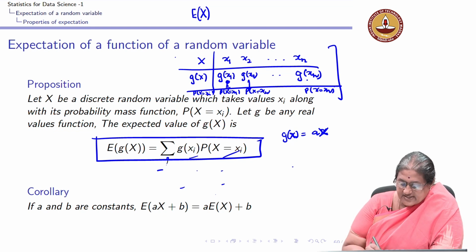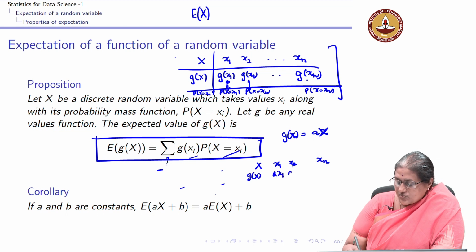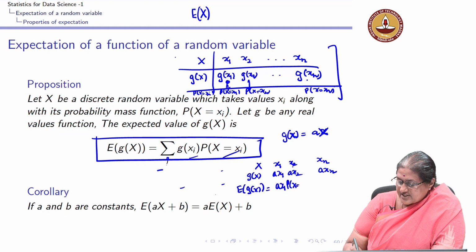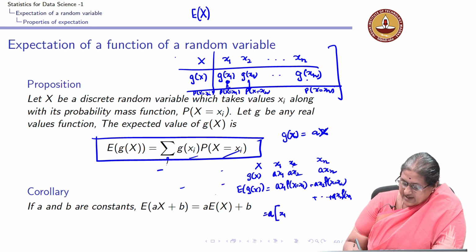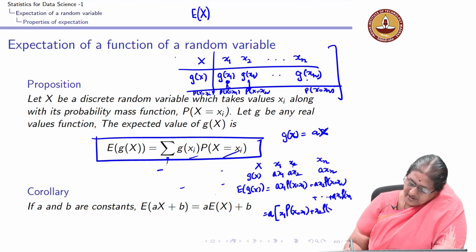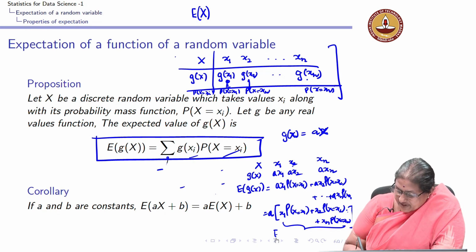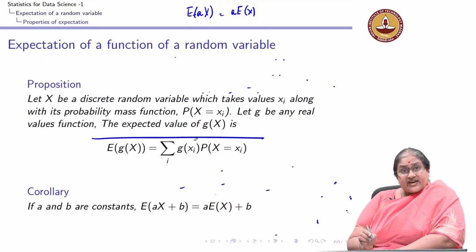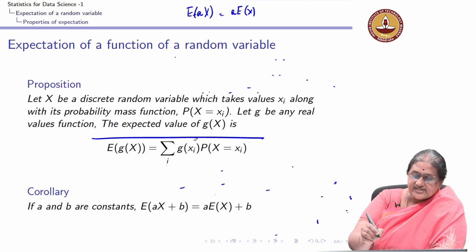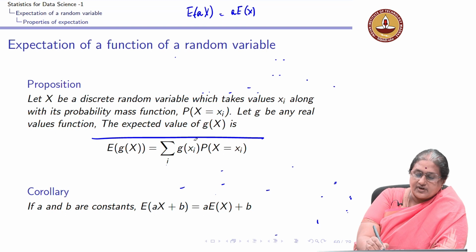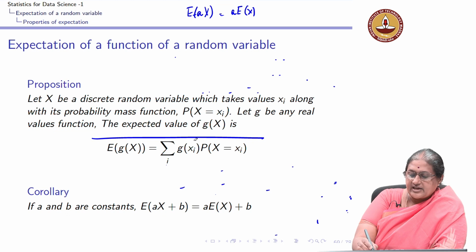Okay, g of x is a constant times x. Then let x again take the values x1, x2, up to xn. g of x is going to be ax1, ax2, up to axn. The expectation of g of x is going to be ax1 into probability x equal to x1, plus ax2 into probability x equal to x2, and so forth up to axn into probability x equal to xn. I can remove a outside. I get x1 probability x equal to x1, plus x2 probability x equal to x2, and so forth, plus xn probability x equal to xn. We can recognize that the term inside the bracket is the expectation of x. Hence, I can write that the expectation of a constant times x is nothing but a times the expectation of x.